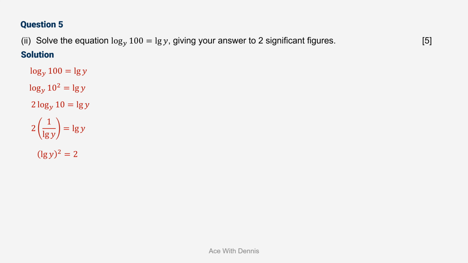So (log y) squared equals 2, which means log y is plus or minus the square root of 2. In other words, log y can be positive square root of 2, or log y equals negative square root of 2. So from here, y equals 10 to the power of root 2, or y equals 10 to the power of negative root 2. The left hand side answer is 26 to 2 significant figures, and the right hand side is 0.039, also to two significant figures as required by the question.